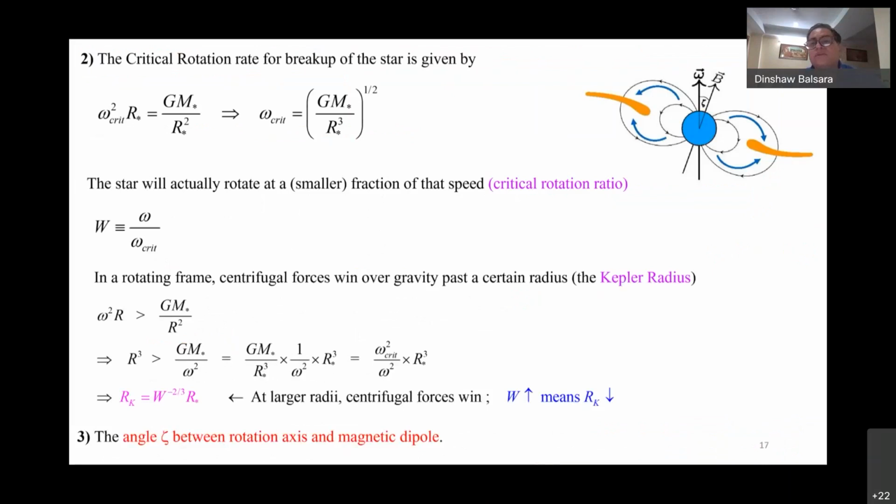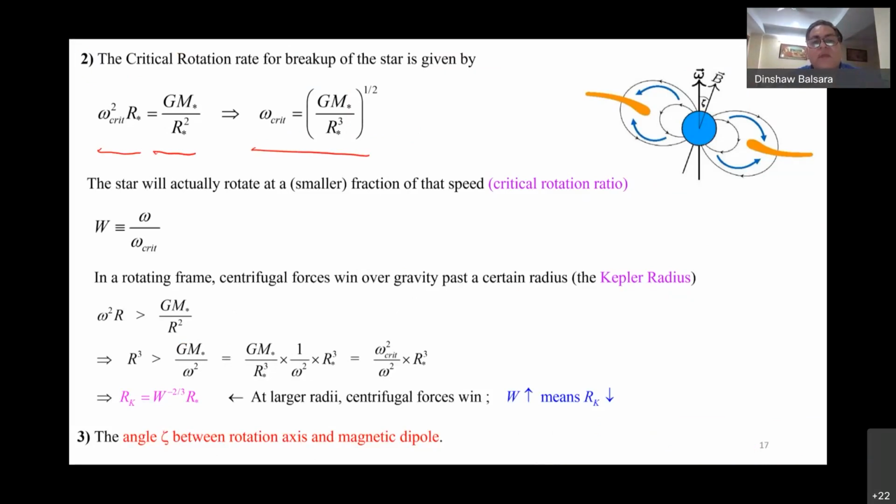So now there are these stars, many of which also rotate at a very high speed. And so we ask, what is the critical rotation rate at which the star would break up? That would be obtained if we equated the centripetal acceleration to the gravitational acceleration, and that gives us a critical rotation which should not be exceeded.